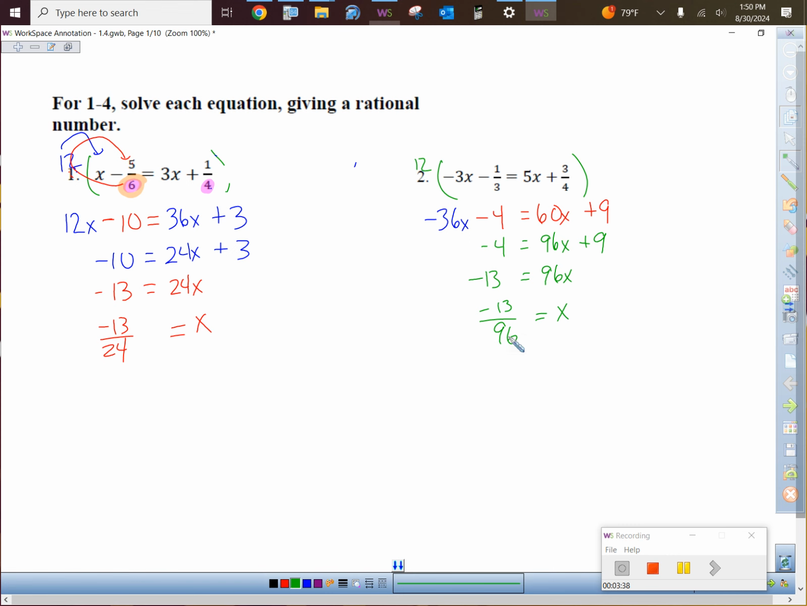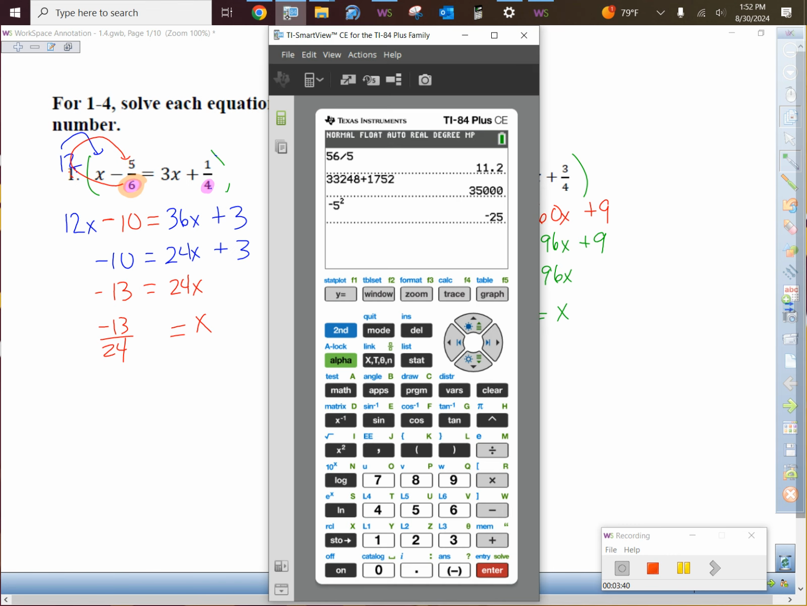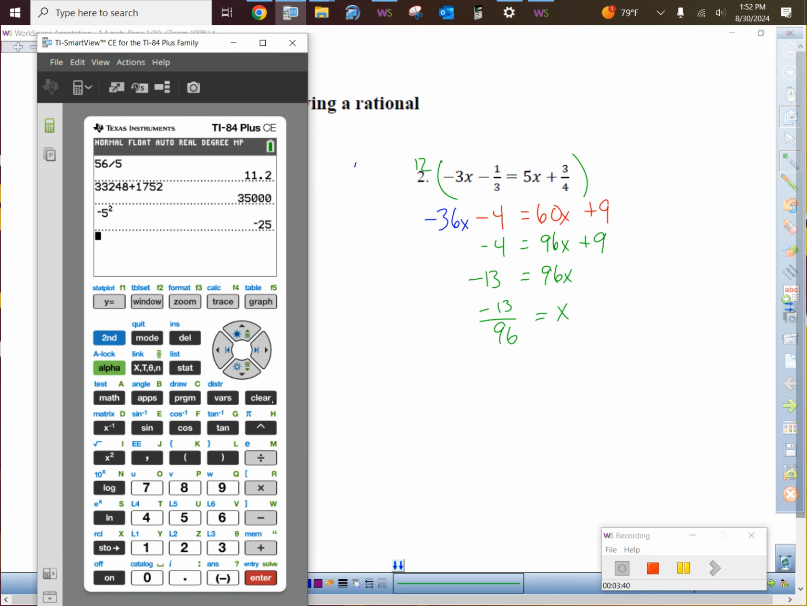Maybe that reduces, so I'll grab my calculator and just punch that in. Negative 13 divided by 96. It's obviously going to be nasty, but if I hit math, enter, enter, it will always reduce the fraction for me, and negative 13 over 96 does not reduce. Right? Those only had 2 different denominators.